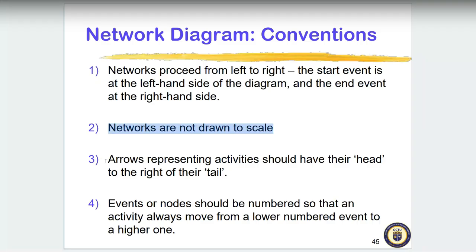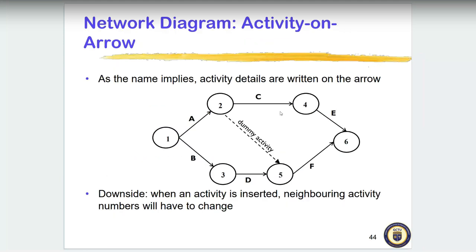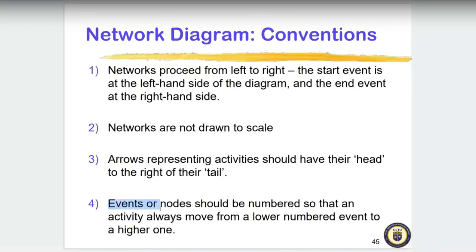Okay, so theory says arrows representing activities should have their head to the right of their tail. So like this. This is their tail, this is their head. This is their tail, this is their head. That's an activity.